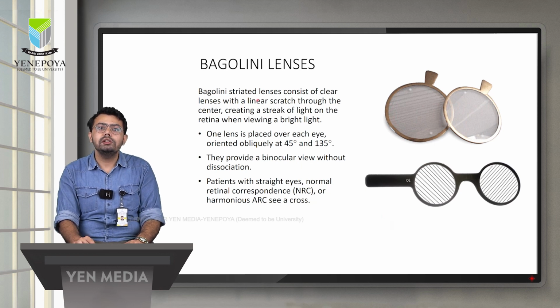Bagolini glasses. Bagolini striated lenses consist of clear lenses with a linear scratch through the center, creating a streak of light on the retina when viewed in a bright light. The striations are made so that in one eye it is at a 45-degree angle and in the other eye at a 135-degree angle. They provide a binocular view without dissociation. That's why it is one of the most reliable tests, and it helps to differentiate between NRC and ARC.